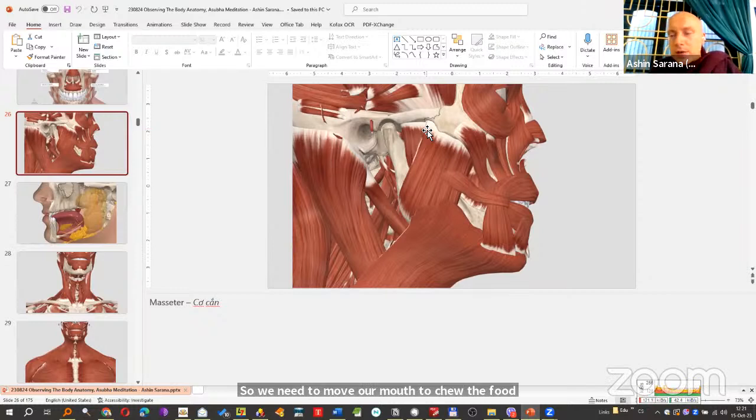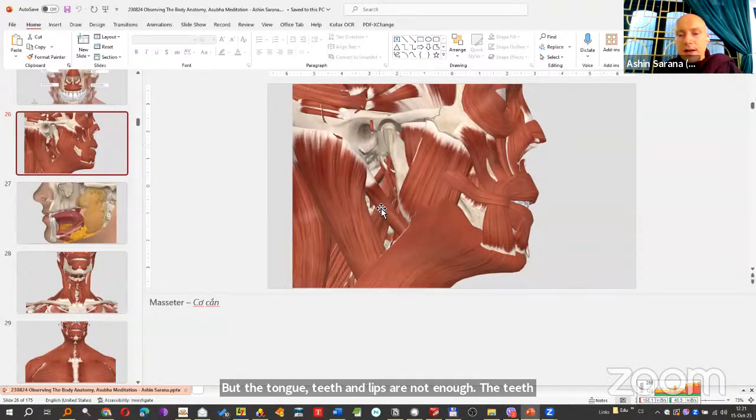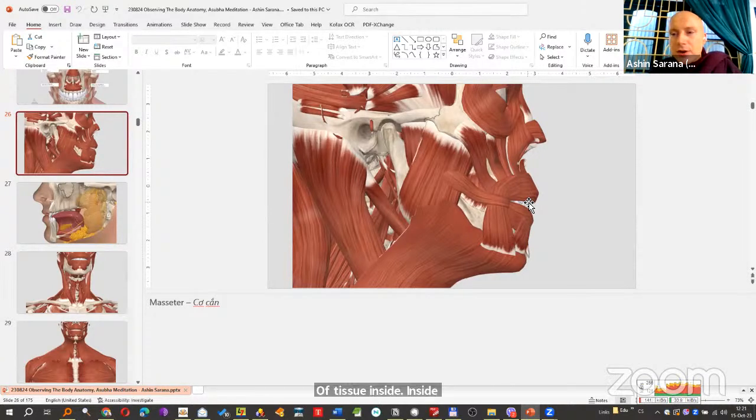And we can notice three things. We can notice the tongue, teeth, and lips as they are working together in the process of chewing. But the tongue, teeth, and lips are not enough. The teeth, in fact, cannot do anything. They are governed by the muscles. The teeth do not do anything. They just stay there as embedded pieces of tissue inside the lower jaw.